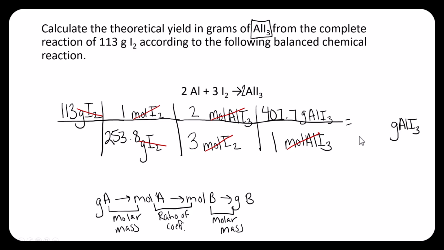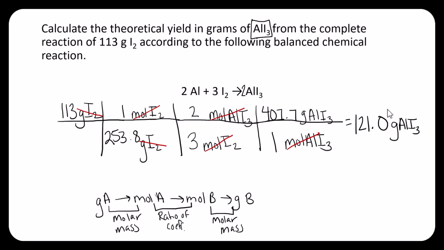So I'm going to take 113 divided by 253.8 equals, then I'm going to multiply that by 2, divide by 3, and then lastly multiply by 407.7, and I get my answer as 121.0.